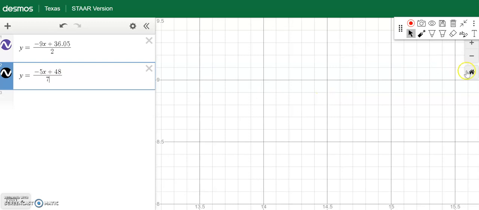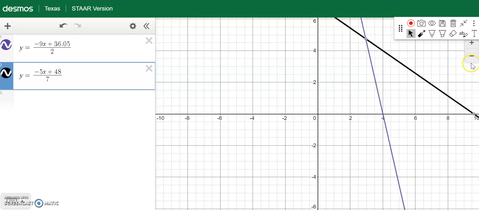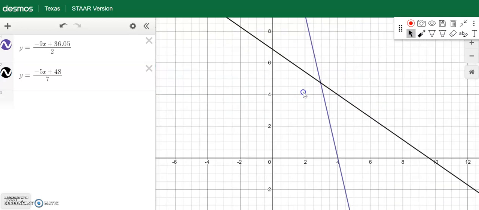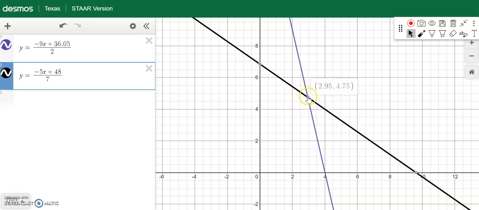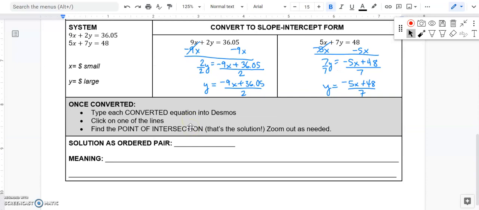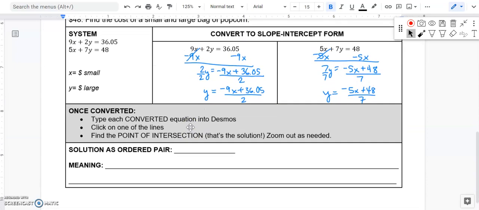Okay, again, I don't see it, but notice I clicked the home button over here, and hey, there it is. If I want to see a little bit more, I could do this. Okay, notice when I did that, my dots disappeared. Just click on a line again. There they are, and find that point of intersection. That's the solution. That's going to tell me what x and y equal in this story. Okay, so I come back over here to my notes, and let's write down what our solution is and what it means. So we had x is 2.95 and y is 4.75.